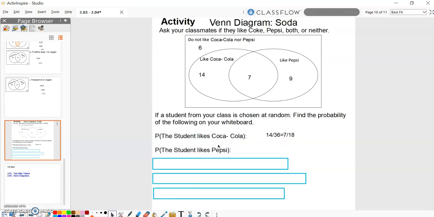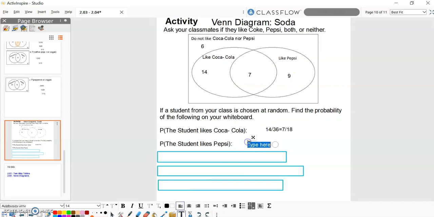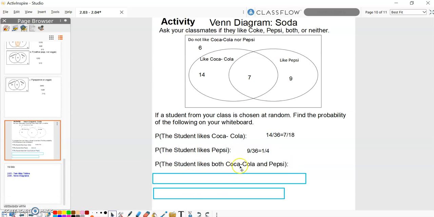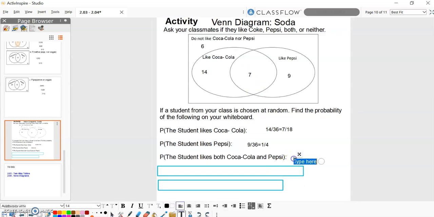Okay, next one. The student likes Pepsi. So Pepsi is 9. 9 over our students, which is 36. Both of these can be divided by 9, so we get 1/4. Student likes both Coca-Cola and Pepsi. That's in the middle, so that's 7 over 36. And we cannot simplify that, because 7 is prime, and 7 does not go into 36.